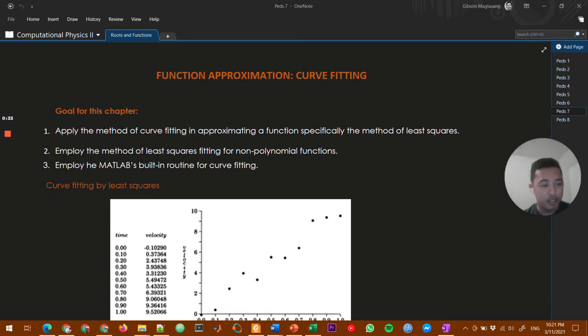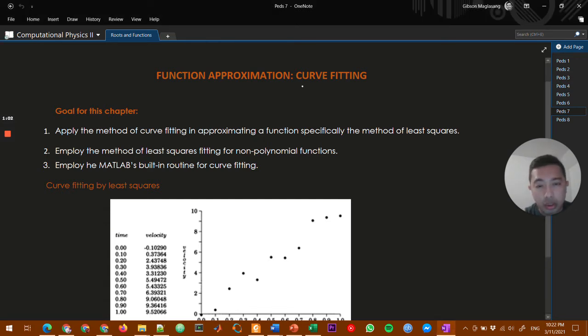And then we also talked during our last lecture video about finding roots of a certain function, finding the solution or the zeros of the function. And then this one is about function approximation and curve fitting. So we'll be talking about this and we will have a full understanding of what we mean by function approximation that is applied on curve fitting. So we will be dealing more with this on data.